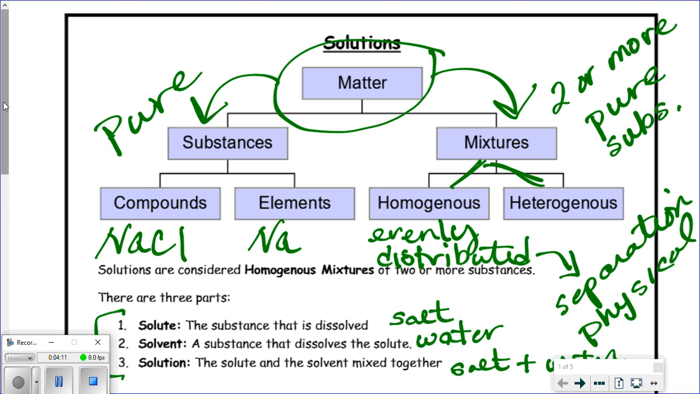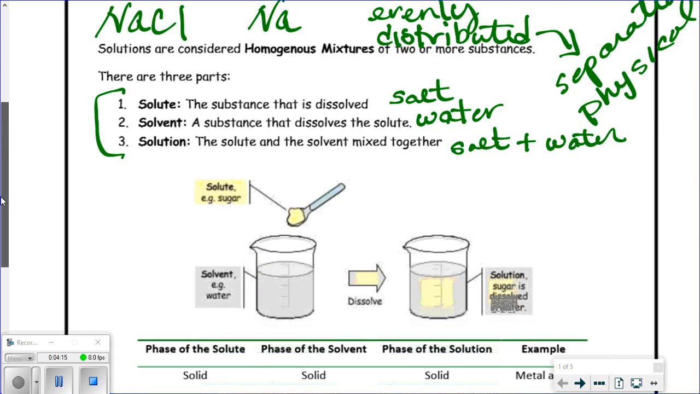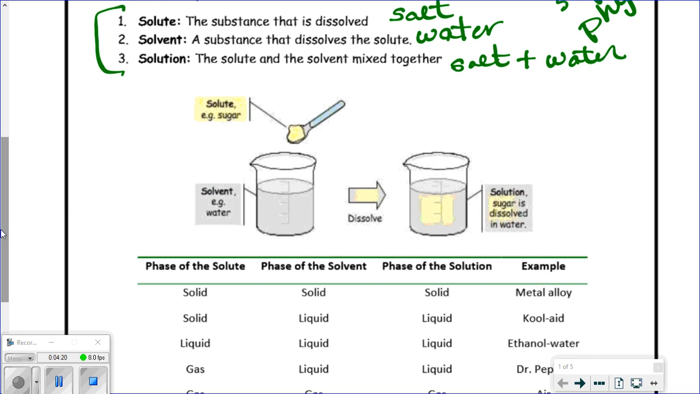Now, here's a little example down here. This shows you the same type of thing where we did the salt and the water, but this would be sugar water. So my sugar is my solute, my water is my solvent, and once it's dissolved, my solution is the sugar dissolved in the water. Hopefully that makes sense.